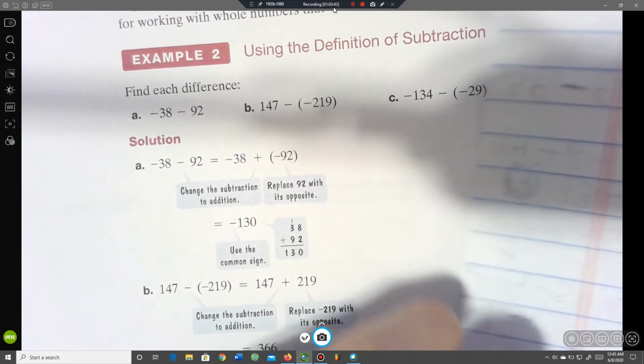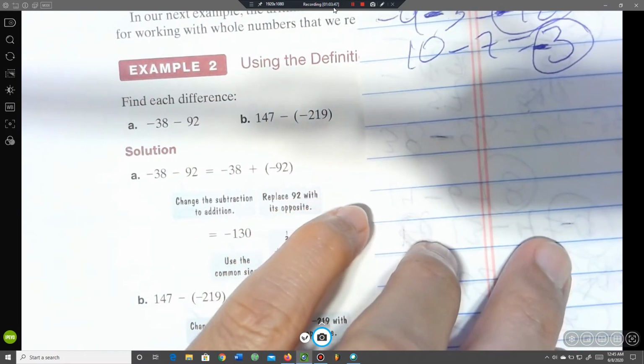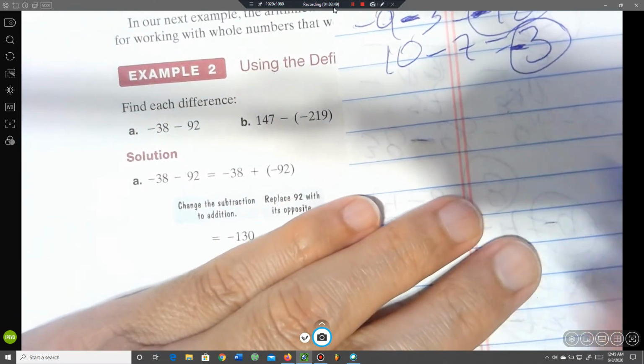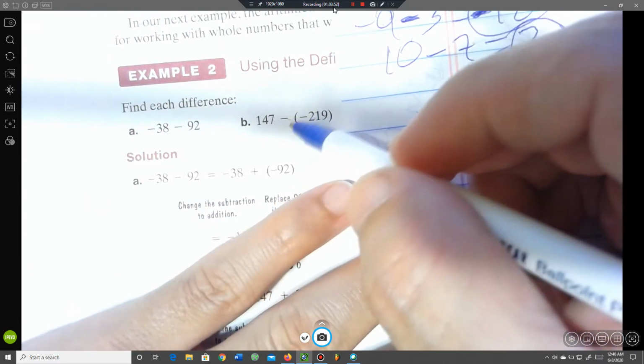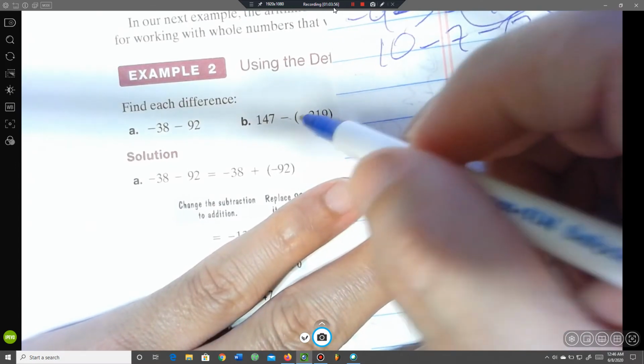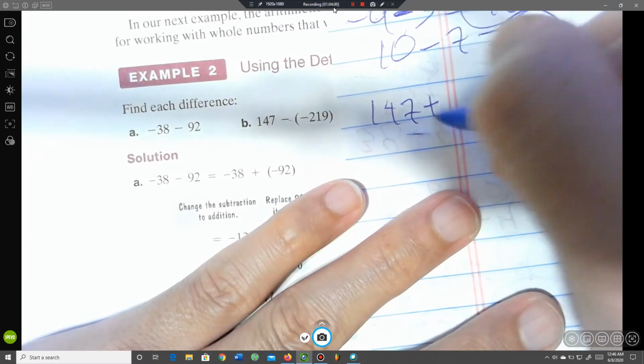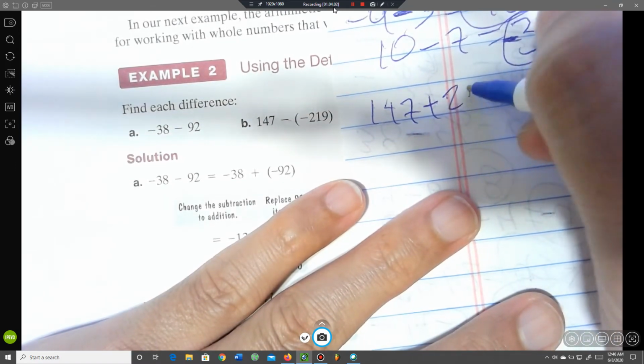All right, let's go over here. And again, it's the same thing here, except with larger values. I'm just going to practice addition here really quick. 147. Yeah, this is a good time to practice addition here.